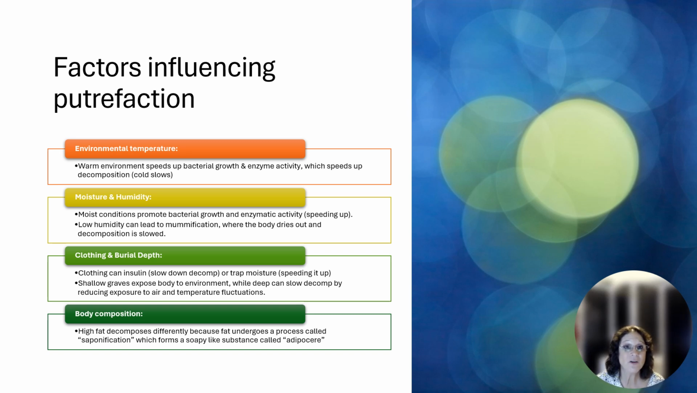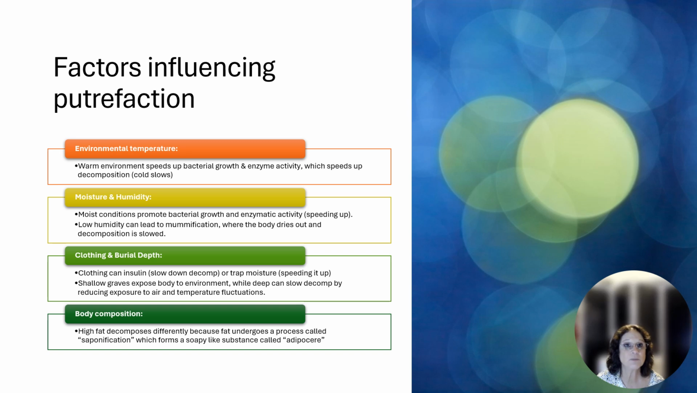Clothing and even the burial depth will impact this. Clothing can insulate and slow down the decomposition, or trap moisture, which would speed it up. A shallow grave exposes the body to the environment, while a super deep one will slow decomposition by reducing the exposure to air and temperature fluctuations.